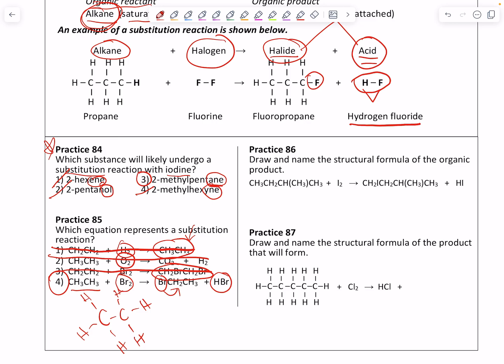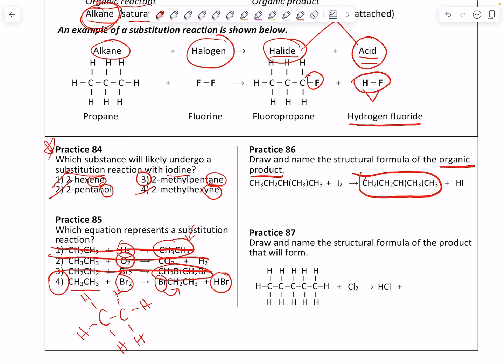All right, number 86, draw and name the structural formula of the organic product. Okay, so some keywords here: product and organic. Product means it has to be on the right side of our equation, and then it wants the organic product specifically. So that's not going to be this one because it has to be something that contains carbons and hydrogens, right? If it's organic. So that means that they want us to draw and name the structural formula of this compound.